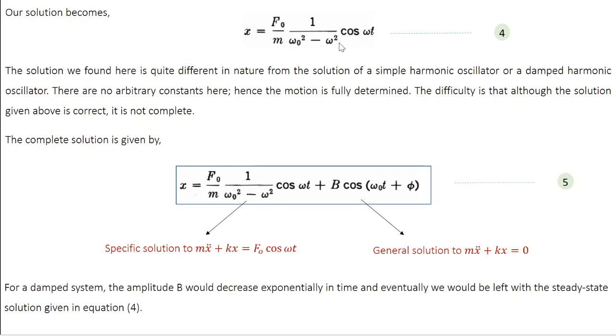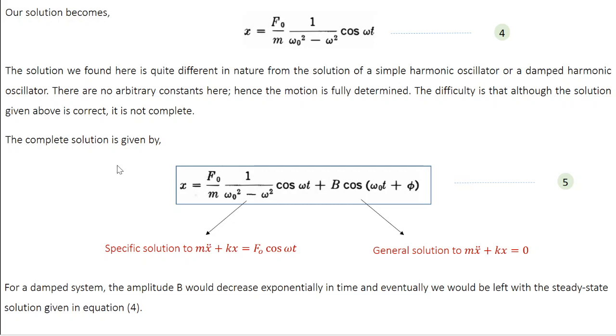Now this solution is quite different in nature from the solution of a simple harmonic oscillator or a damped harmonic oscillator. If you recollect, in those solutions you had some unknown constants like a, b, c, etc. And using appropriate initial conditions you had to find out their values, right? But here you do not have any arbitrary constant, which means the motion is fully determined. But the catch is that even though this solution is correct, it is not complete.